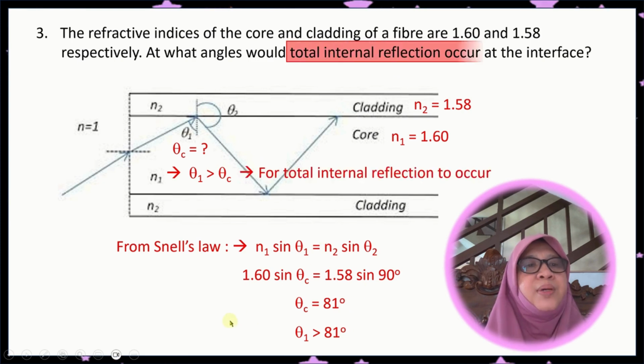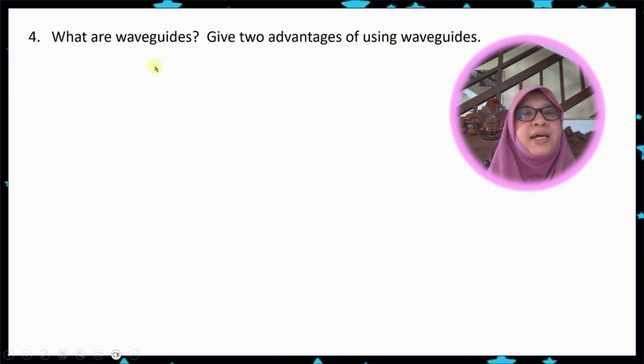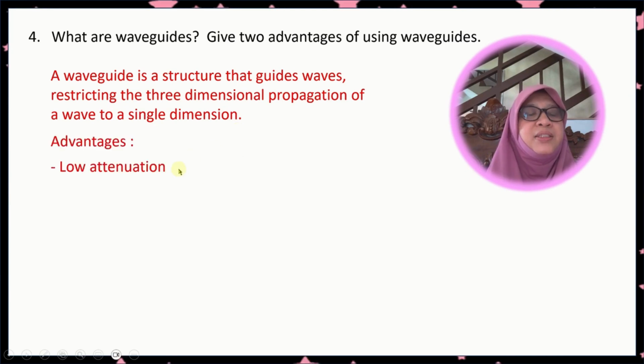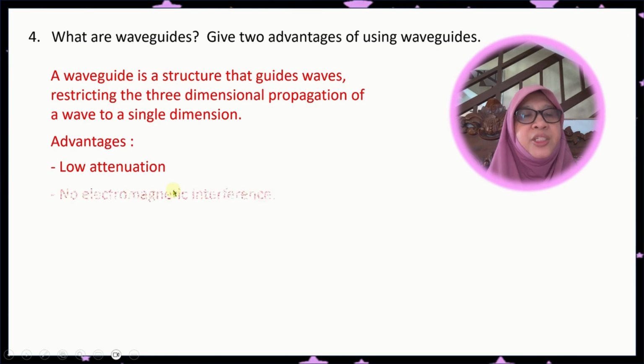Okay, next question 4. What are waveguides? And then give two advantages of using waveguides. A waveguide is a structure that guides waves, restricting the three-dimensional propagation of a wave to a single dimension. Advantages: low attenuation, then no electromagnetic interference.